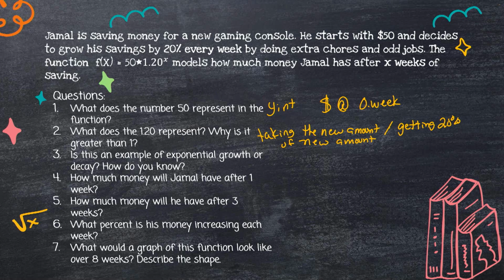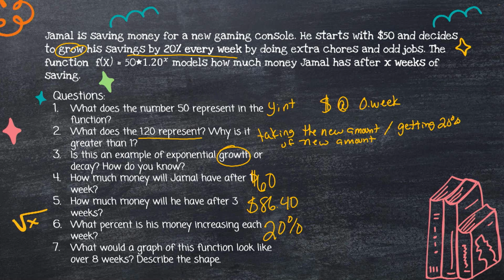Number 3 says, is this an example of an exponential growth or an exponential decay? Well, obviously it's getting bigger and my b is greater than 1, so this is going to be a growth. How much money will Jamal have after 1 week? Well, we solved that. He's going to have $60. How much money is he going to have after the 3rd week? We saw that, which was $86.40. And it says, what percent is his money increasing each week? Well, obviously, he's adding 20% more, which when we annotated this passage, we said that it's going to grow by 20%.